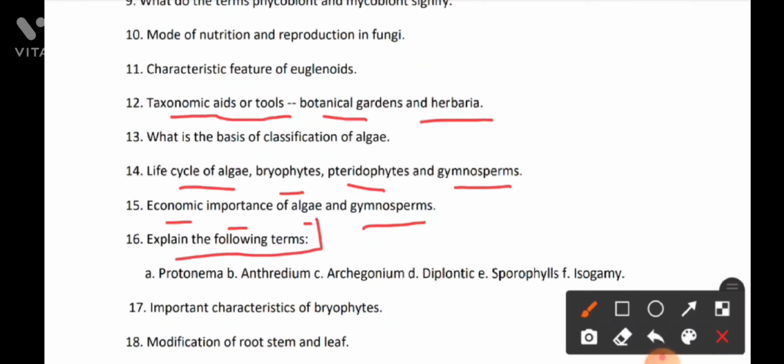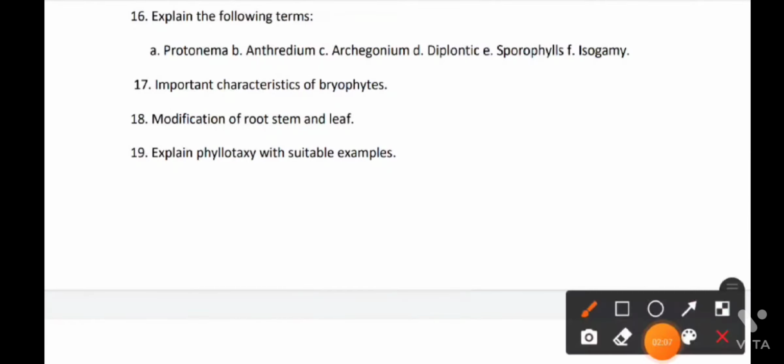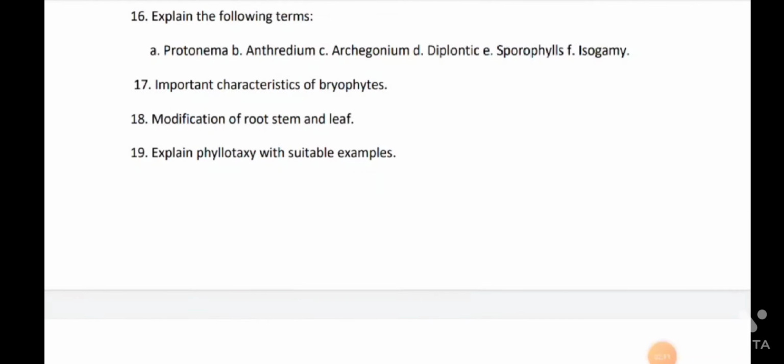Explain the following terms: protonema, antheridium, archegonium, diplontic, sporophylls, isogamy. Important characteristics of bryophytes: modification of root system and leaf. Then explain phyllotaxy with suitable examples.